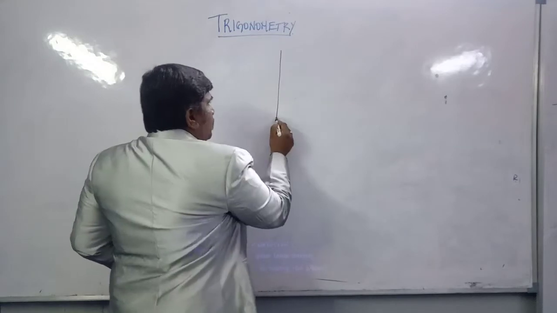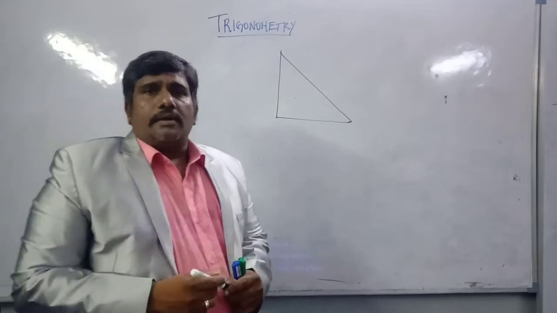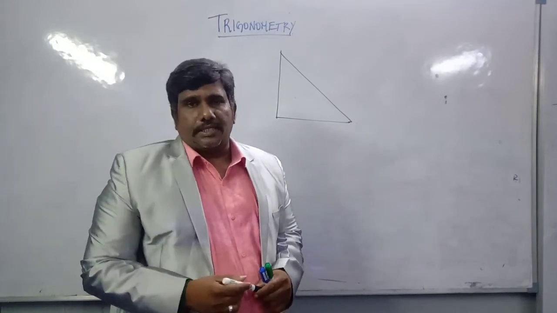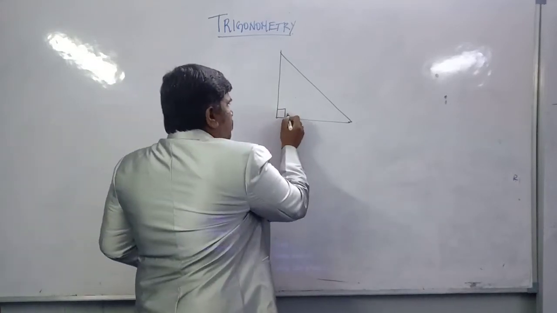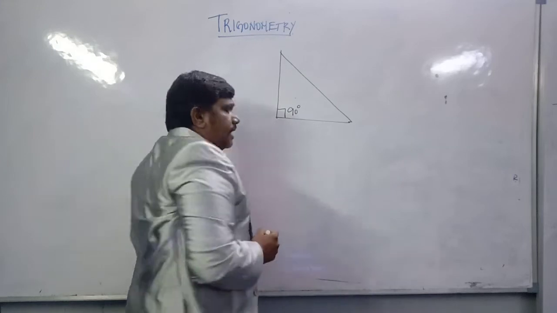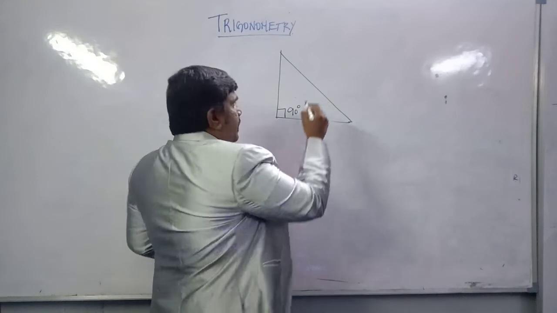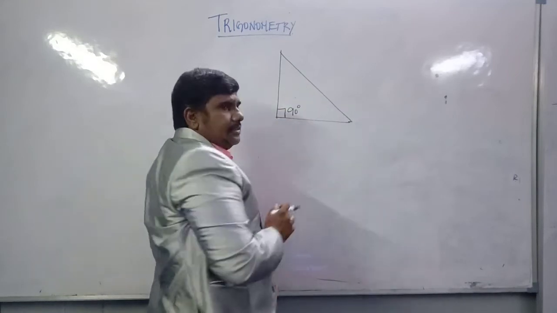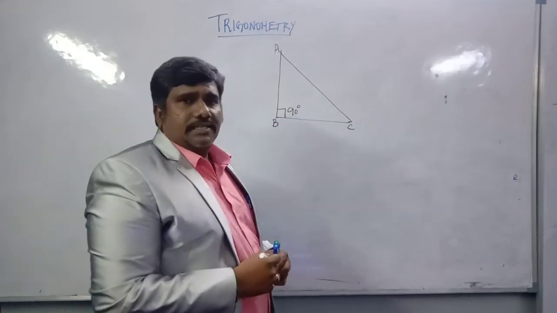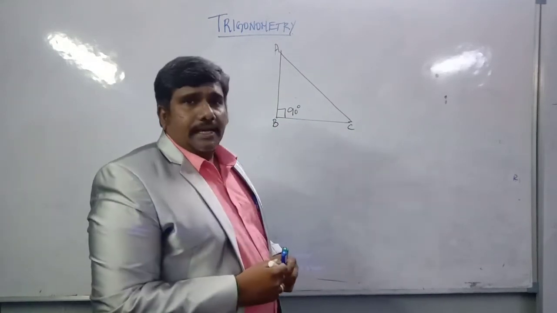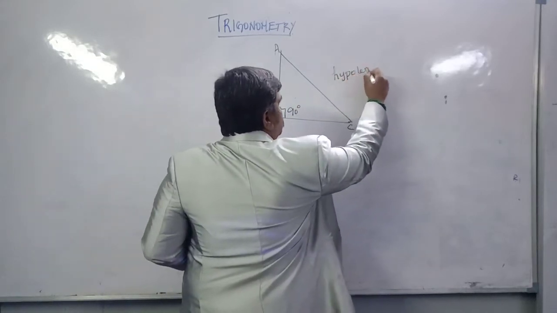It has arisen from a right angle triangle. So what is a right angle triangle? A triangle in which one of the interior angles is 90 degrees. You know that a triangle has 3 sides and 3 vertices. We denote these vertices as A, B, C, and the side which is opposite to this 90 degrees, we call the hypotenuse.